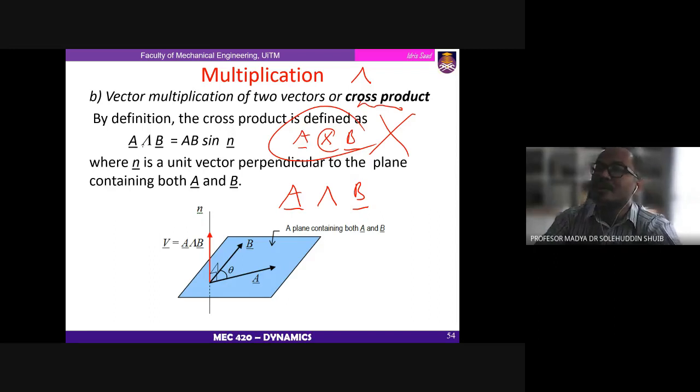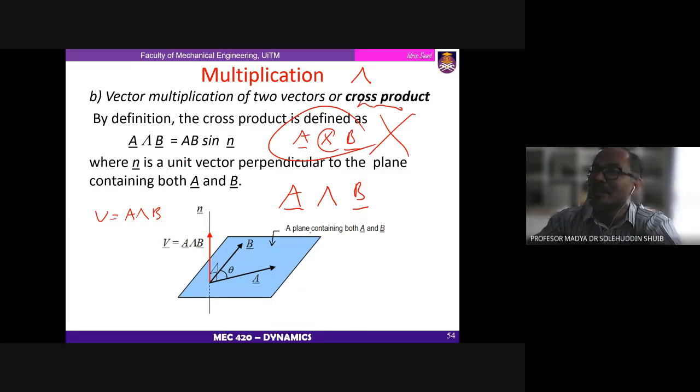So the formula A cross B is basically the magnitude of A times the magnitude of B, and then sine theta times n. So V equals A cross B. See the plane? The plane contains these two vectors. So you have the unit vector n perpendicular to this blue plane. We have that theta. So A cross B equals AB sine theta n.